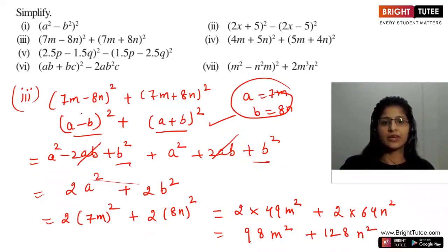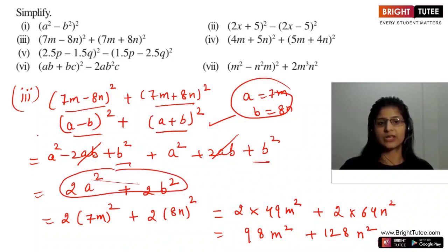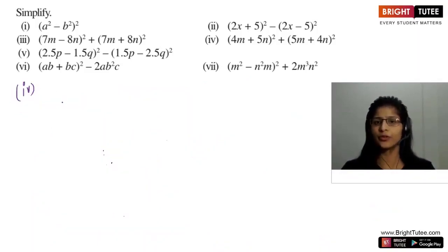So see, we don't have to solve this and this completely. We just have to solve this because this is actually equal to this only. From this we got this, right? So these are some of the tricks that you can apply and make your question solution easier and less time consuming. So let us now try the fourth part.